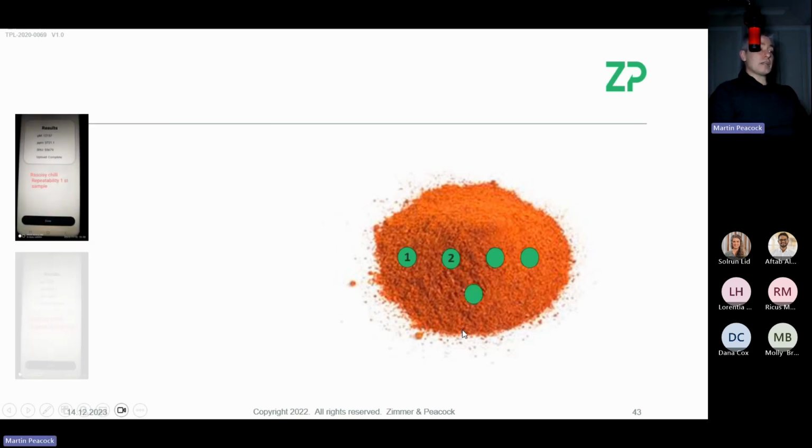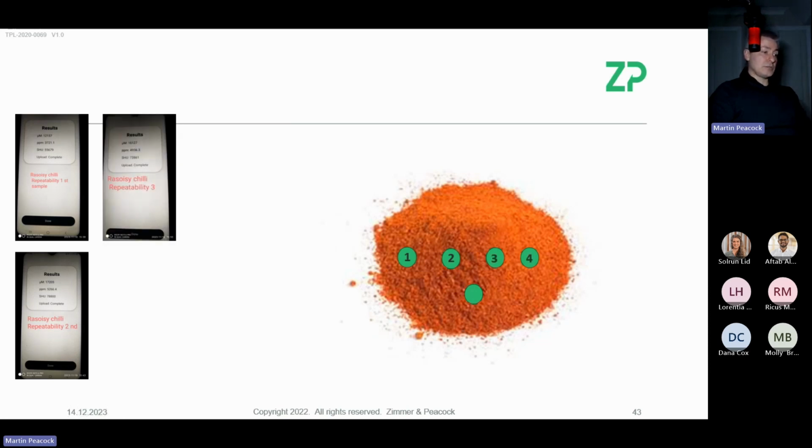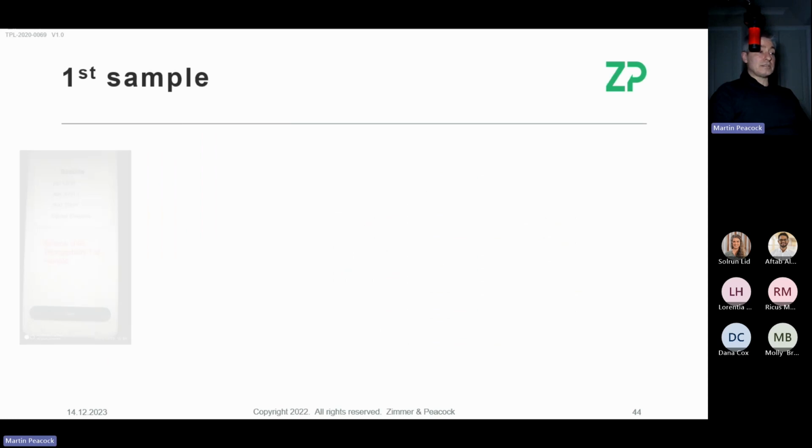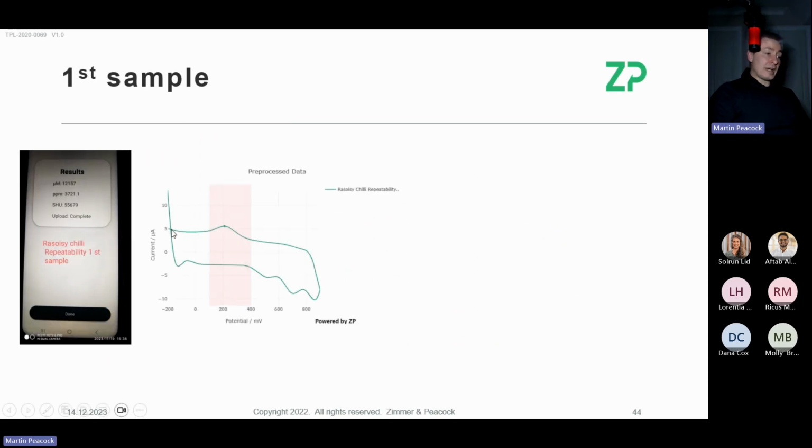So they were able to get the results there and then on their phone. They weren't waiting around for the lab or anything like that. They were getting the results, and these are the screenshots that they took at the time. And then I was also able to look at that data and say, okay, so I can see it.